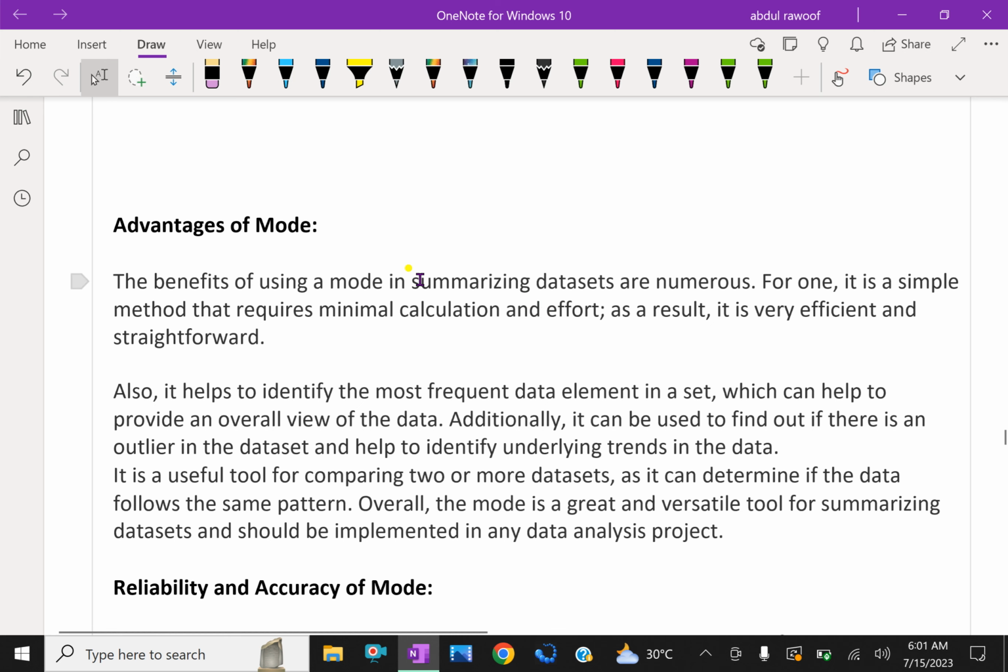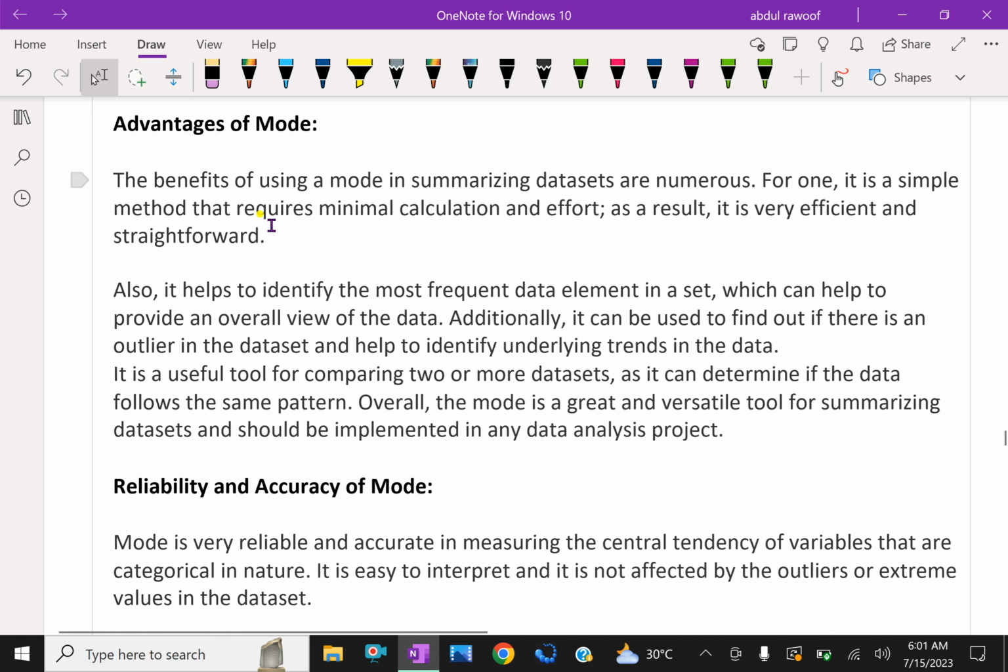Next, advantages of mode. The benefits of using a mode in summarizing data sets are numerous. For one, it is a simple method that requires minimal calculation and effort. As a result, it is very efficient and straightforward, because it is easy to calculate and quicker.